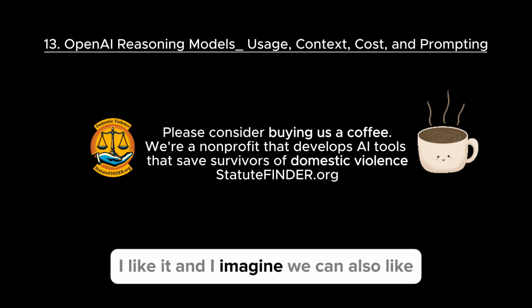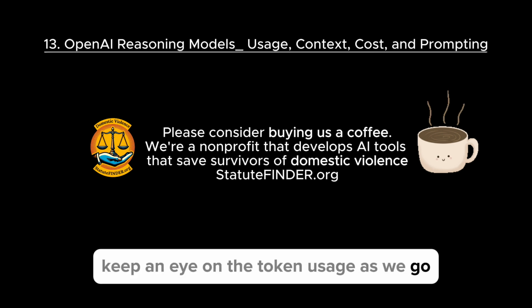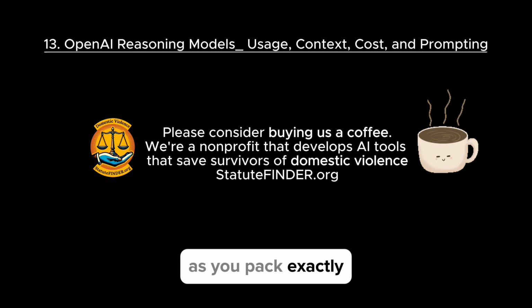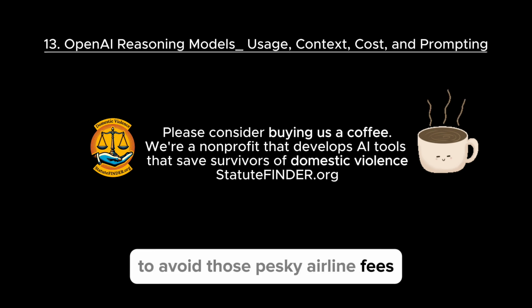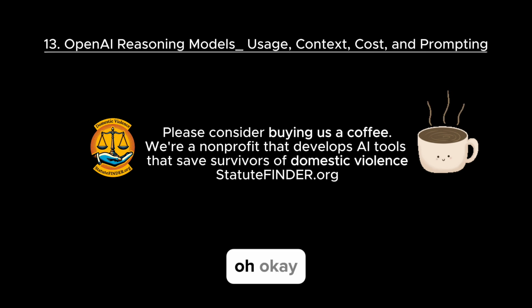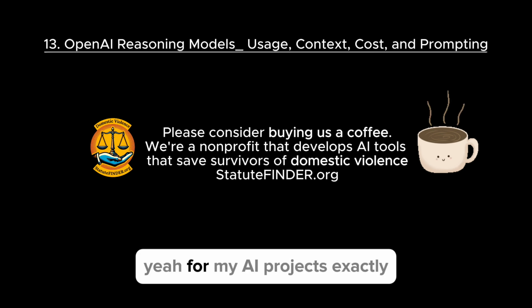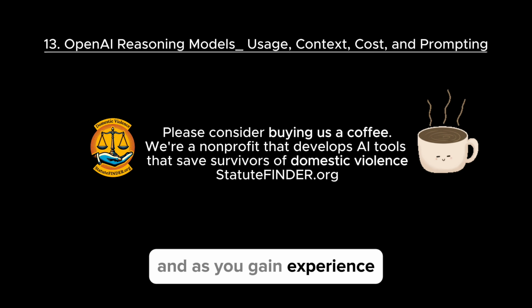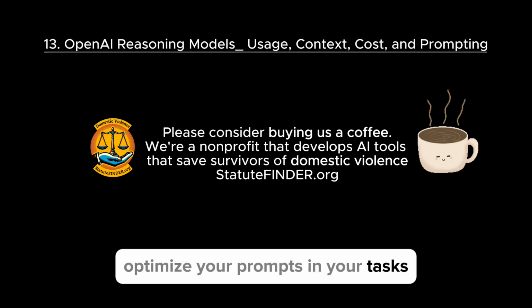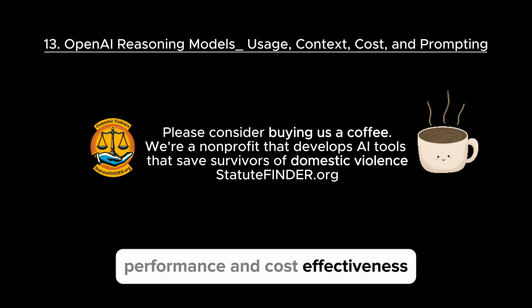I like it. And I imagine we can also keep an eye on the token usage as we go, make sure we're not overspending. It's like checking the weight of your suitcase as you pack to avoid those pesky airline fees. The response object from the API actually tells you exactly how many tokens were used. So you get a clear picture of your budget. It's like having a built-in scale for my AI projects. Exactly. And as you gain experience, you'll develop a feel for how to optimize your prompts and your tasks to strike that perfect balance between performance and cost effectiveness.